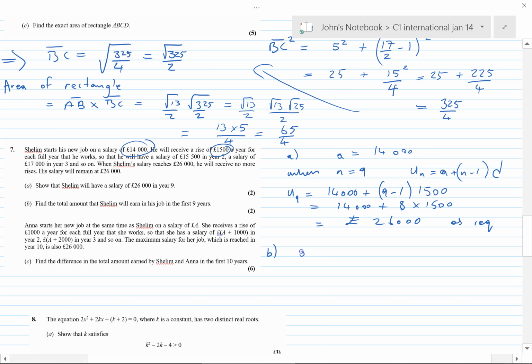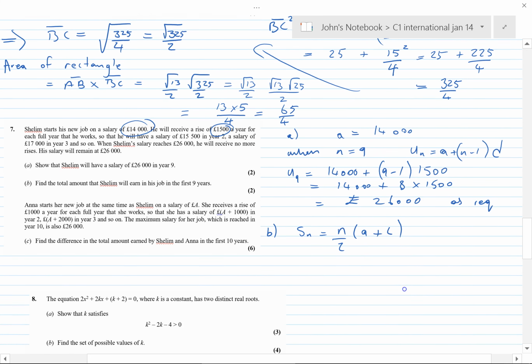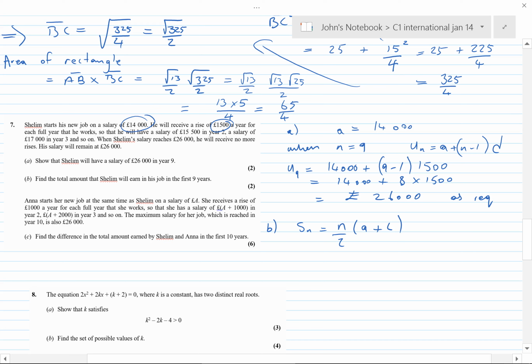It's probably easier to use the A plus L formula here. Some people use the other one with the 2A plus n minus 1 D, but because we know A and L, and they've told us this, there's no danger that we've got these two numbers wrong because they're given in the question. It's probably easier to do that.